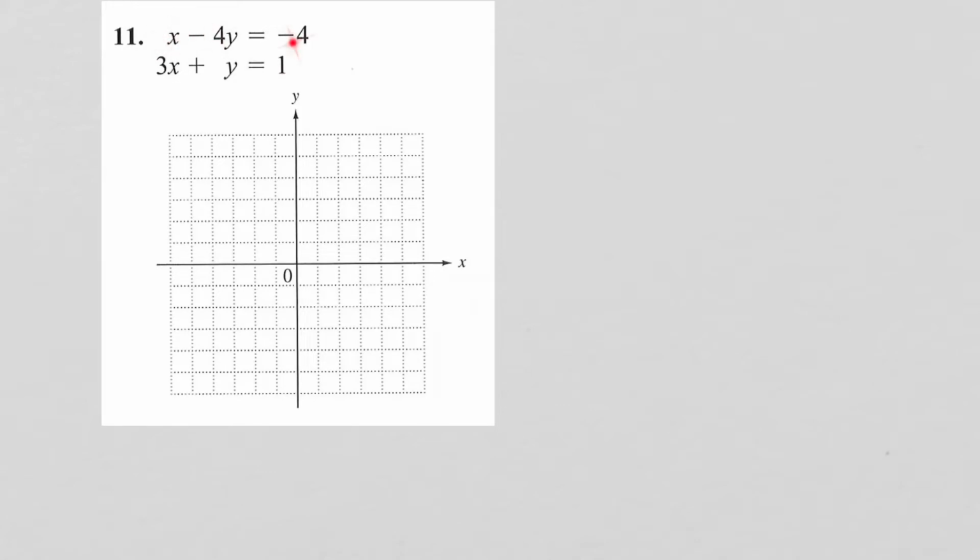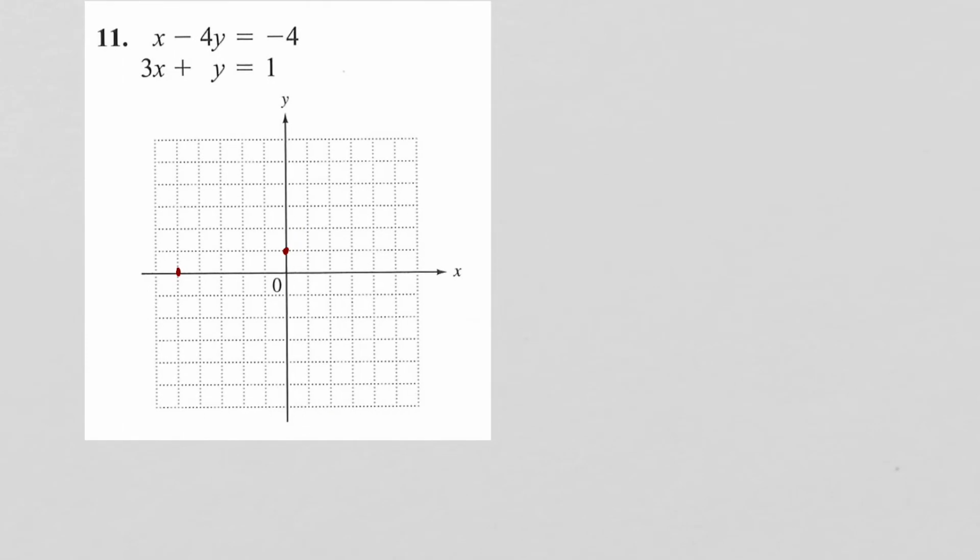Okay, so we're going to graph both of these lines. Since 1 and 4 both go into 4, I'm going to use the intercept method. If I cross out this, x is equal to negative 4, and I put my dot right there. And then if I cross out this, negative 4y is equal to negative 4, so y is equal to positive 1. So there's my line. I'll graph that. Oops, I missed a little bit. But there's my line there. Put arrows on either side of it.